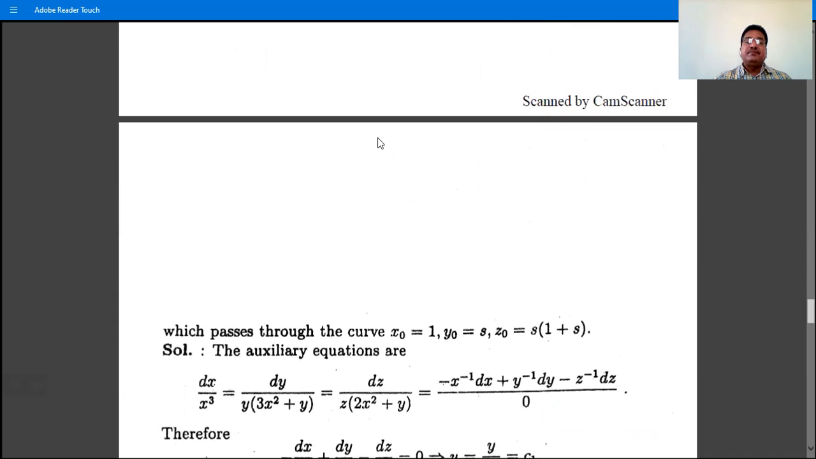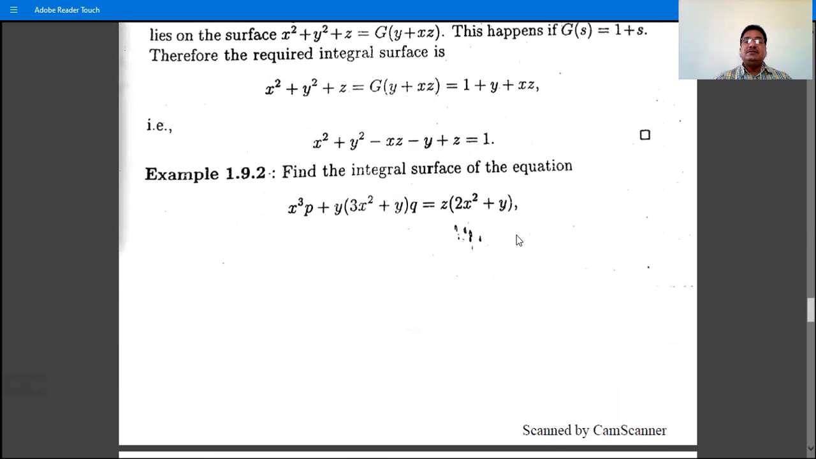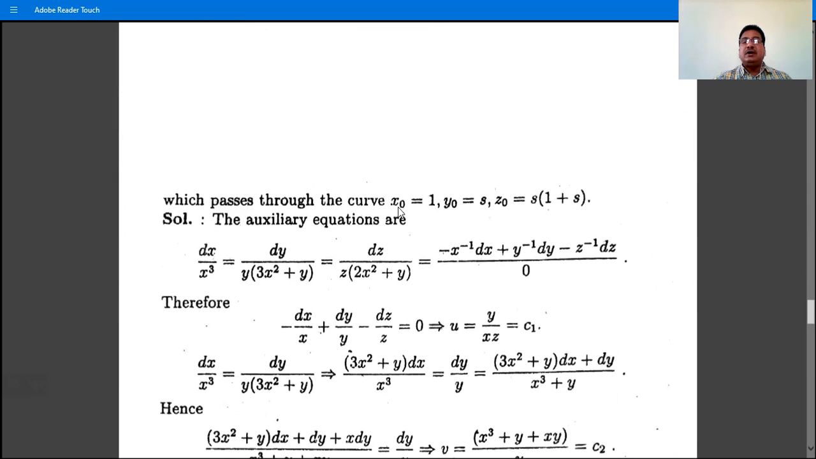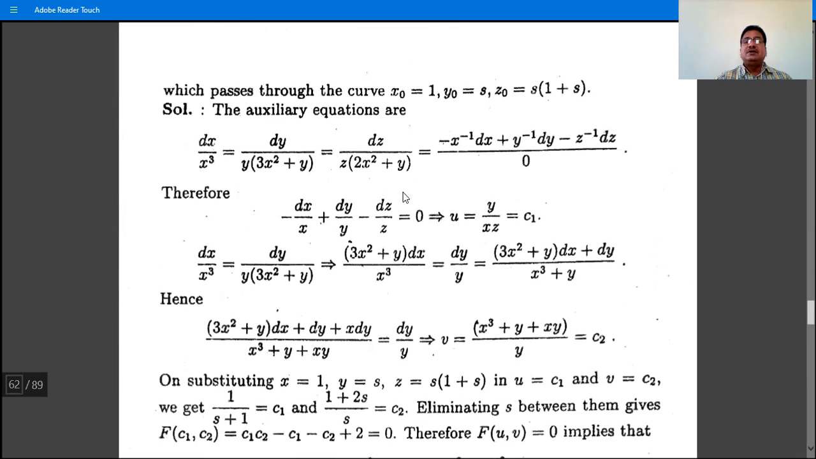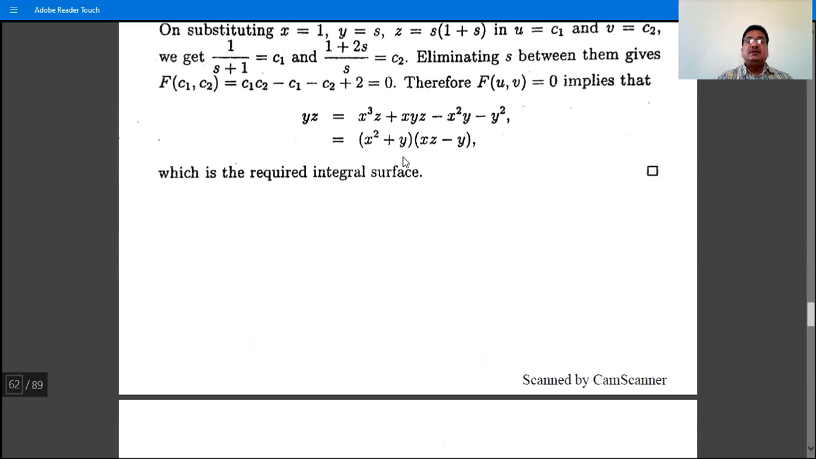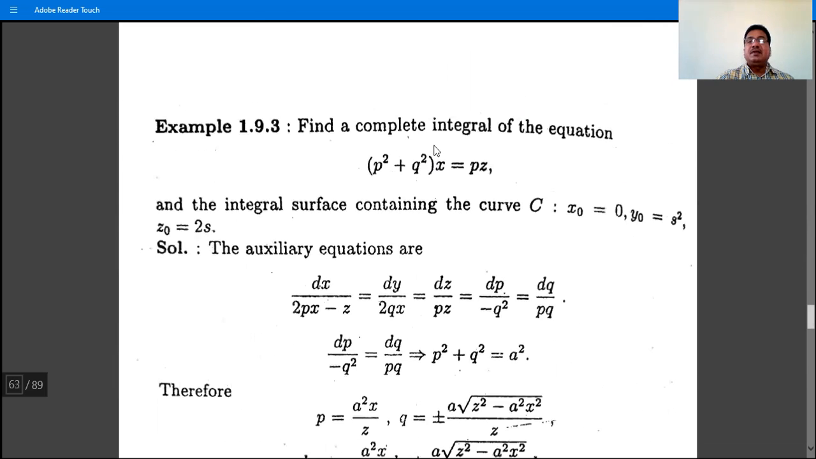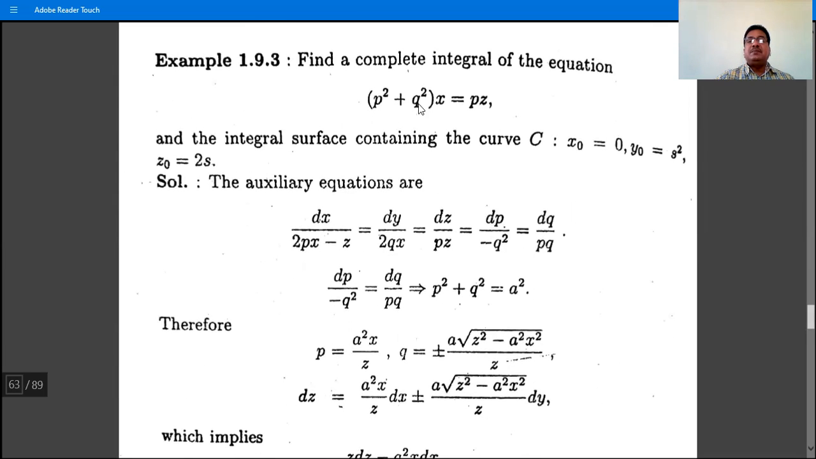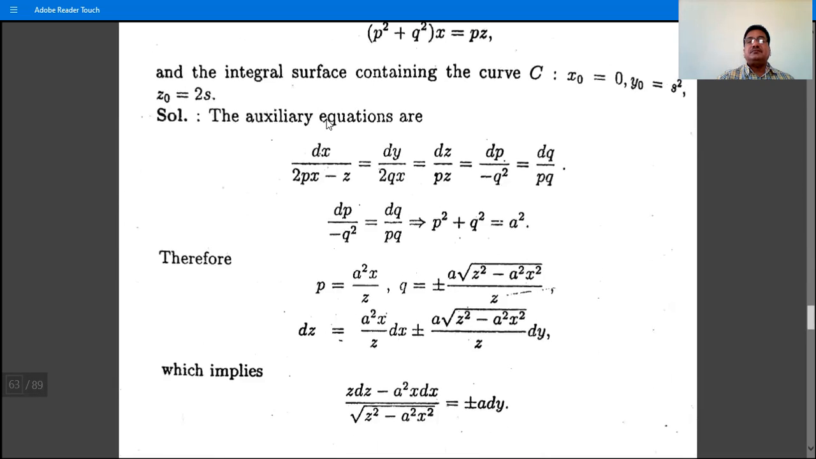C1 and C2. So the next problem is again of the same type, passing through the curve x naught is equal to 1, y naught is s, z naught is s, 1 plus s. So the answer is given. So this is the required answer, the required integral surface. Find the complete integral of this. Again it is p square plus q square x is equal to.